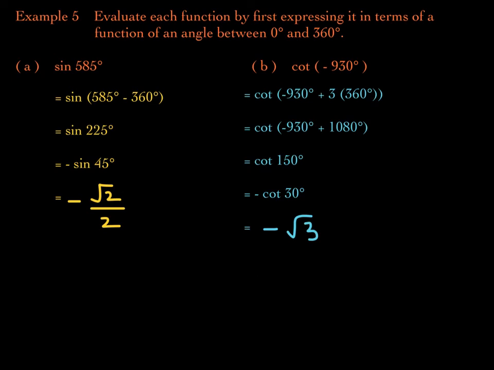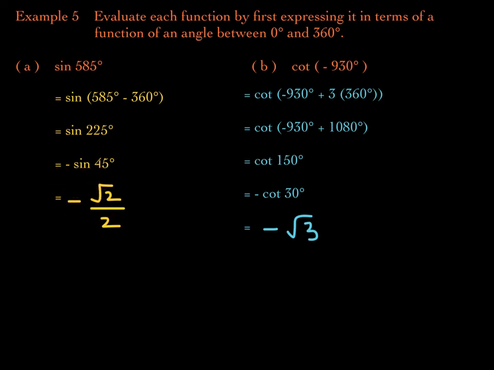So the first thing I did for sine of 585 degrees is find a coterminal angle by subtracting 360 degrees. That coterminal angle turned out to be 225 degrees, which is in quadrant 3. That's very important that you understand that it's in quadrant 3. The reference angle for 225 degrees is 45 degrees. I have the negative sign right here. Make sure you have that as well. I have the negative sign right here because in quadrant 3, sine is negative. So there's the negative, and sine of 45 degrees is root 2 over 2.